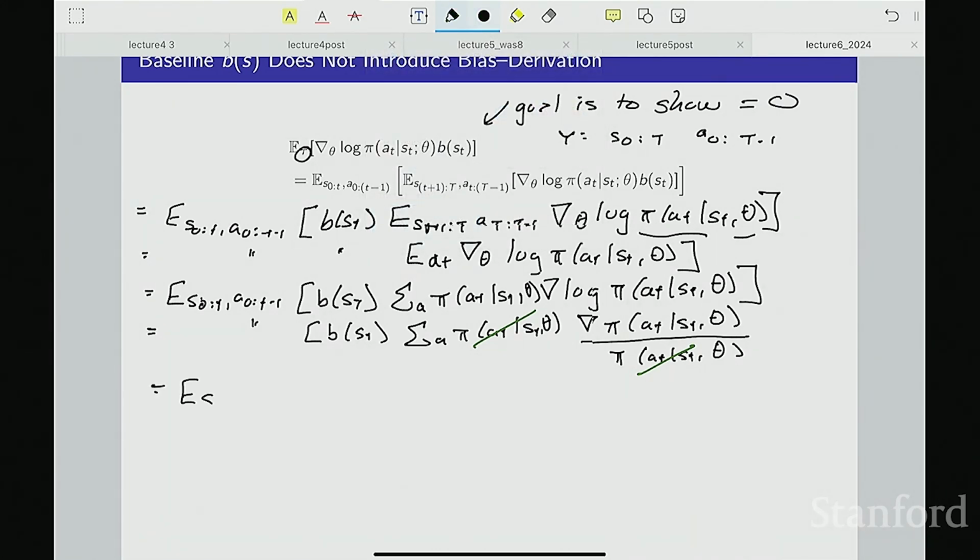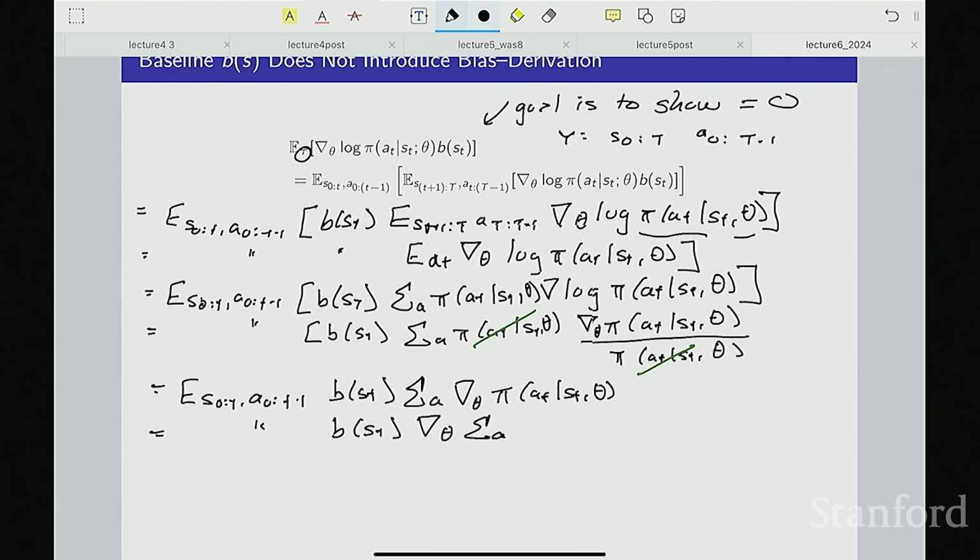We have the expectation over our states, b of s_t, sum over a, derivative. Remember, we're taking the derivative with respect to theta, of pi of a_t given s_t and theta. Okay, so this is what this looks like so far. And now what I'm going to do is switch the derivative and the sum. So I'm going to say this is b of s_t, derivative with respect to theta, sum over a.